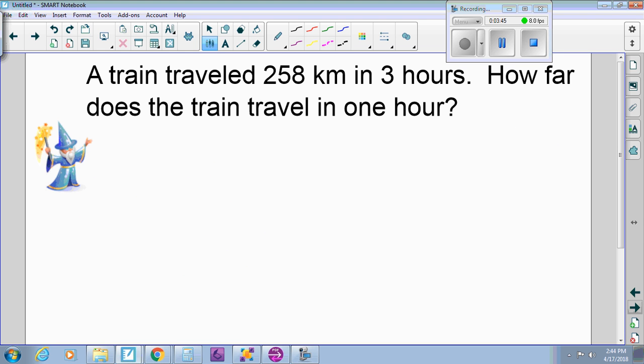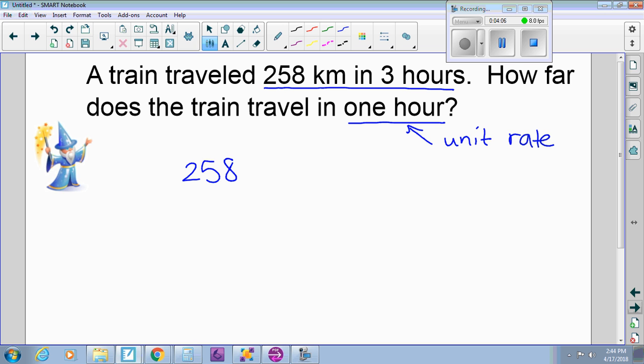A train traveled 258 kilometers in 3 hours. How far does a train travel in 1 hour? It's looking for the unit rate. When it asks for 1 hour or unit rate, that means for every 1. Okay, so let's see, 258 kilometers for every 3 hours traveled.